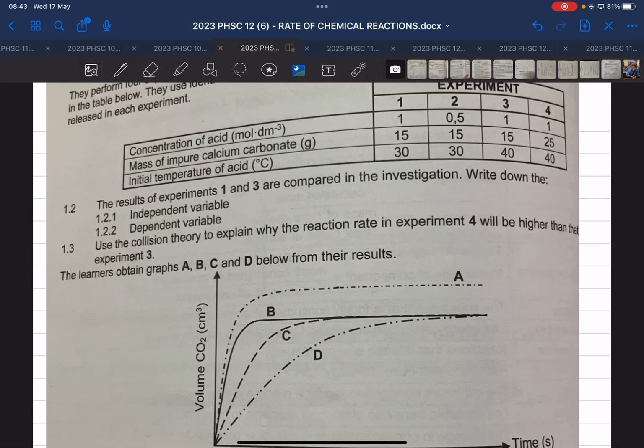Reaction rate. Rate of the reaction: change in concentration of reactants or products per unit time. Then they say, let us use the reaction between impure powdered calcium carbonate and excess hydrochloric acid to investigate the reaction rate. Now, that is a reaction that you are going to do on Monday.